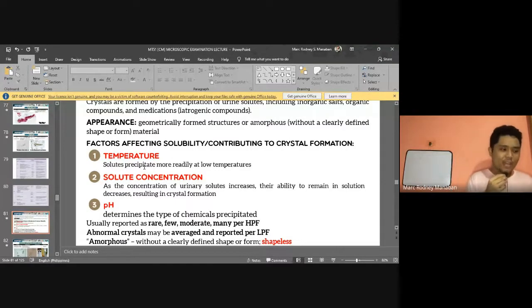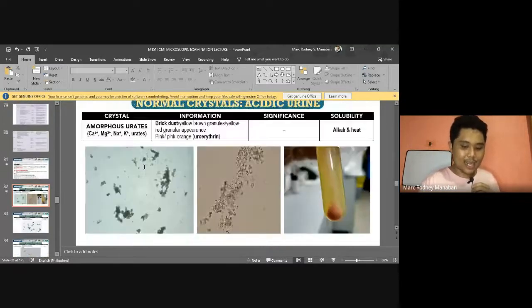So, to prevent the formation of your kidney stones, we can modify our diet and our practices so that they will not form. Because again, they are really dependent on these factors. Now, your crystals can be divided into normal and abnormal. For normal, we have the alkaline and acidic crystals, or crystals seen in acidic or alkaline urine. So, we'll start first with the normal acidic.